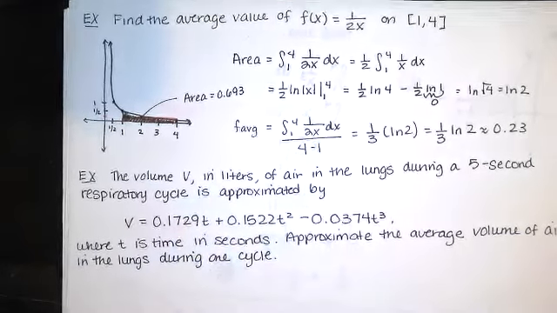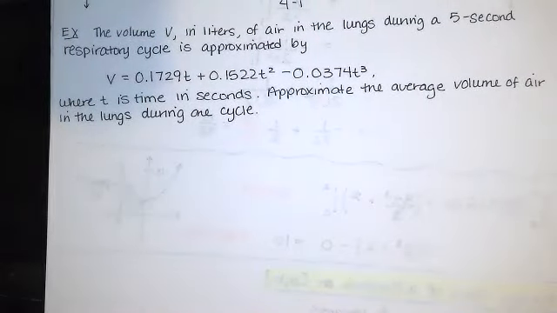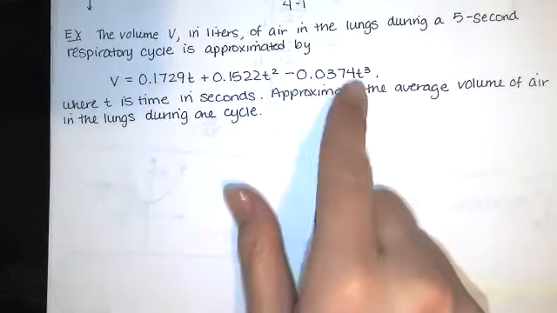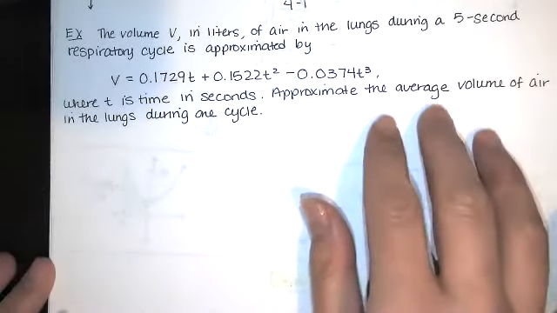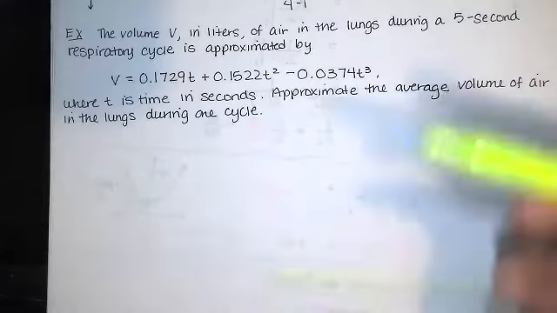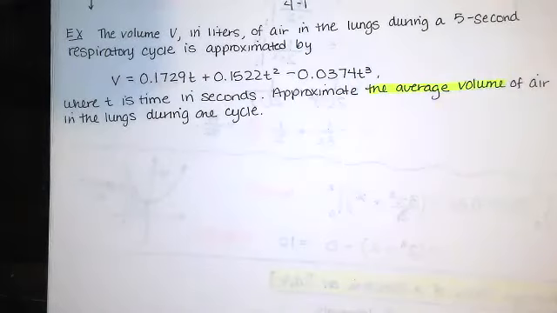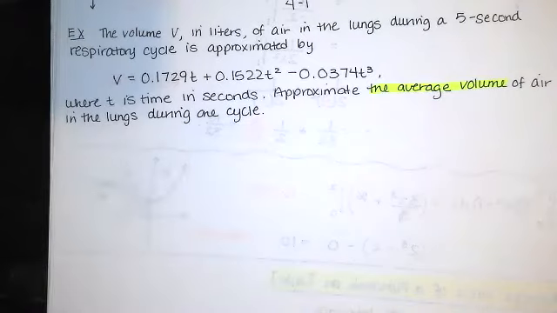Okay, now we've got an application problem involving average value. It says the volume in liters of air in the lungs during a 5-second respiratory cycle is approximated by this mathematical model. So volume is 0.1729 times t plus this constant times t squared plus or minus this constant times t cubed, where t is time in seconds. Then we're asked to approximate the average volume. So as soon as I see average volume, I need to use my average value formula for my volume function in the lungs during 1 cycle.